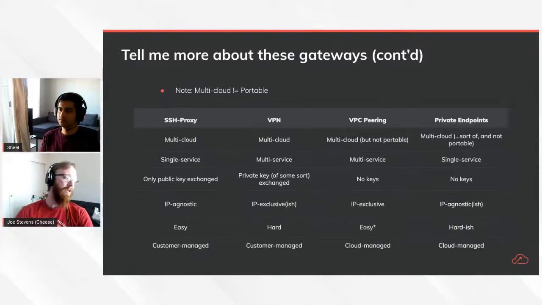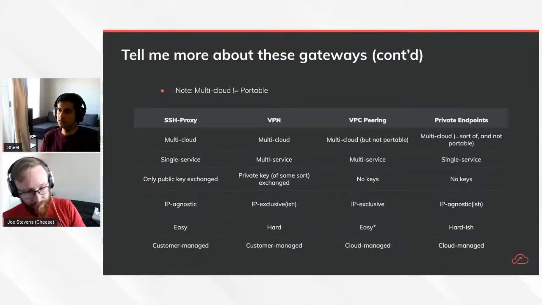Because the SSH proxy is actually a full tunnel that forwards traffic directly from your local VPC all the way to the destination, if you need to expose another service, you actually need another gateway. One nice thing about this, you don't need to exchange any private keys. We can just give a public key to the customer. They pop it onto their bastion, and we're off to the races.